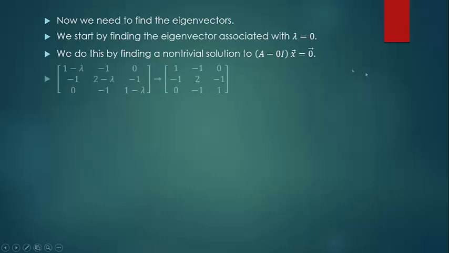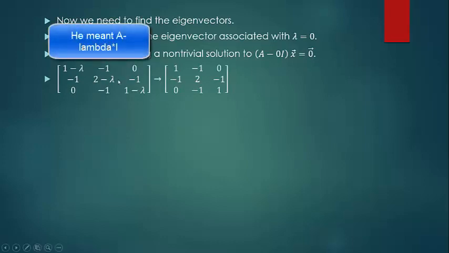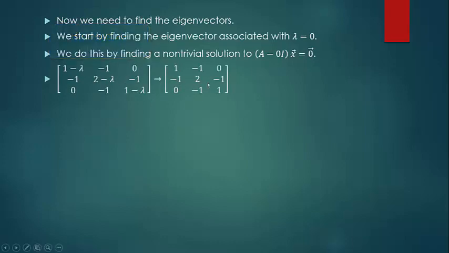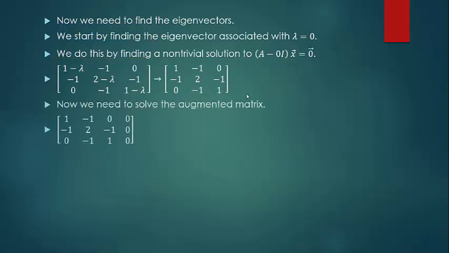to this equation. So, what I'm going to do is take my matrix A, and everywhere I see a lambda, I'm going to replace it with 0. That gives me this matrix. So I'm going to try to solve the augmented matrix. This is the matrix that I get from replacing lambda with 0, and then I augment this column of zeros, and I'm trying to find a non-trivial solution to this equation.